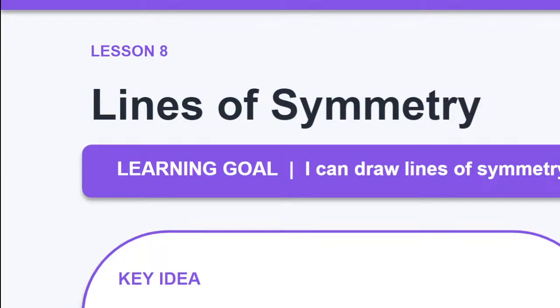Regular polygons have multiple lines of symmetry. Remember, each symmetry line passes through the center of a regular polygon, like a square or a regular hexagon. This is a line of symmetry that creates mirror image halves.